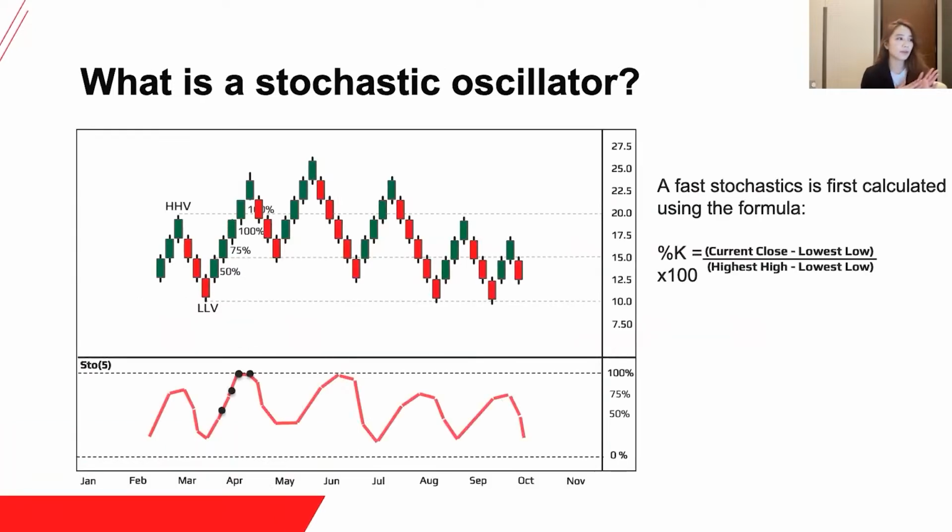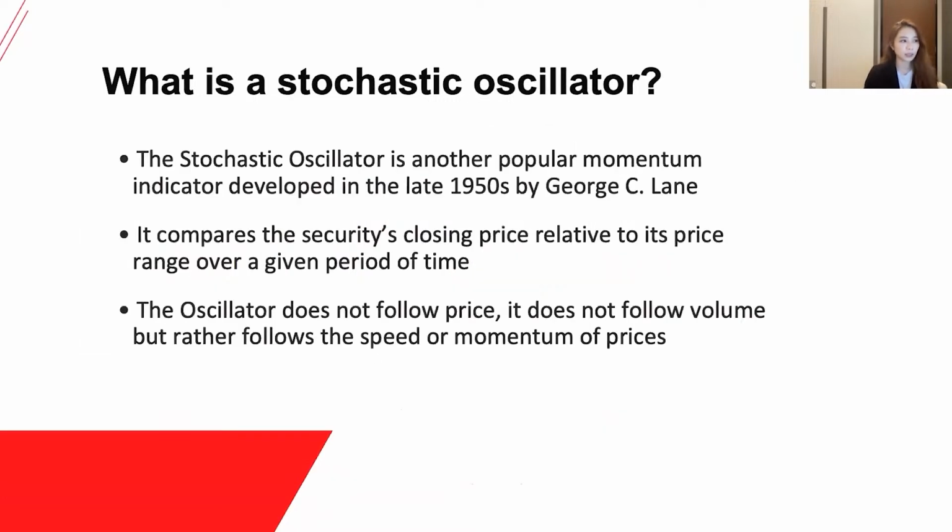So we have a graph right here showing a stochastic indicator. You can see the bottom red curvy line is how the stochastic indicator will look in comparison with the chart above, which is your regular trading chart. Its formula states that percentage K equals current close minus lowest low, divided by highest high minus lowest low, times 100.